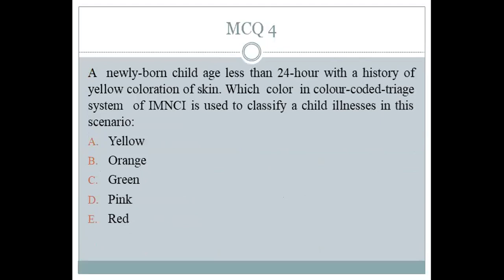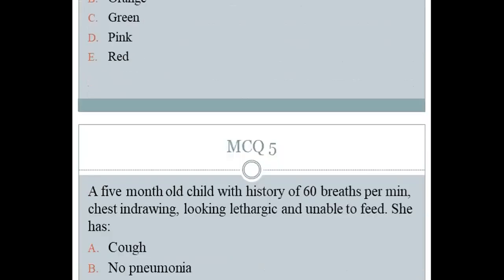A newly born child aged less than 24 hours with history of yellow discoloration of skin. Which color code system of IMNCI is used to classify the childhood illness in this scenario? Yellow, orange, pink, or red? Pink, yes, because the age is less than 24 hours, which indicates severe jaundice.